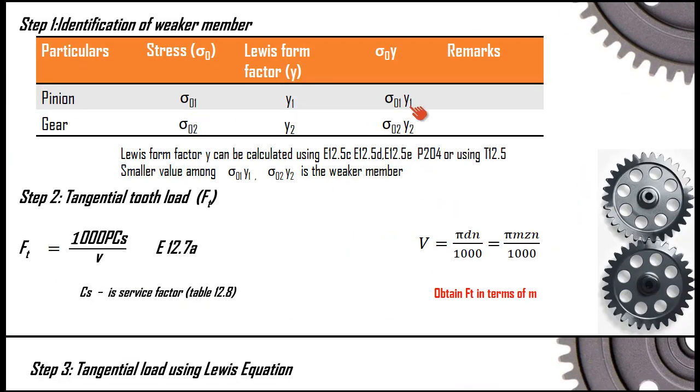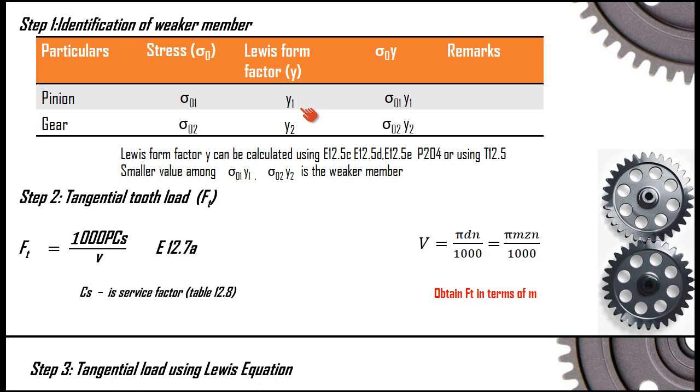You calculate sigma 1 y1 and sigma 2 y2. Among these two values, the smaller one is considered the weaker member. Suppose sigma 1 y1 is lesser than sigma 2 y2, then the pinion is weaker, and vice versa. So the smaller value will be the weaker one, and we are going to design for the weaker member. Further, for all the steps, we are going to use the variables of the weaker member. We need not design the stronger one, we have to design the weaker one.